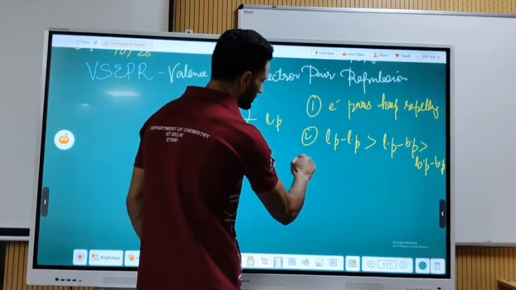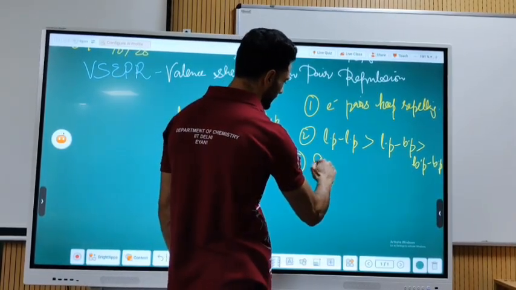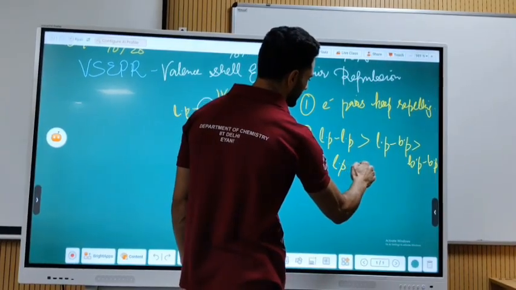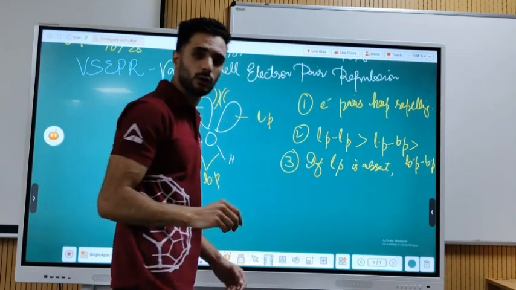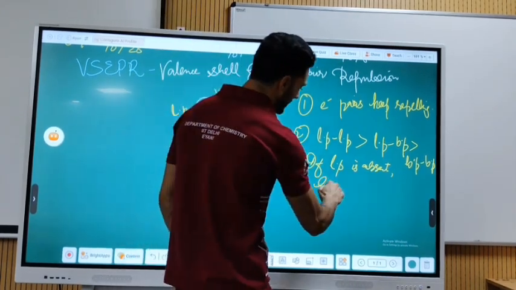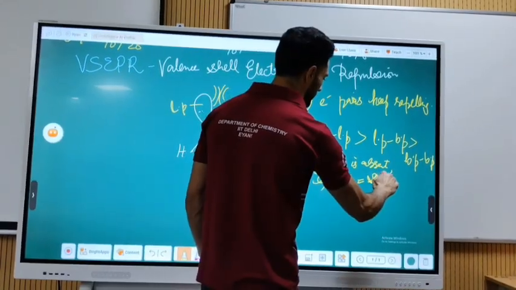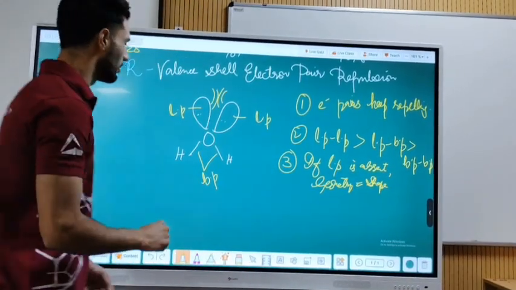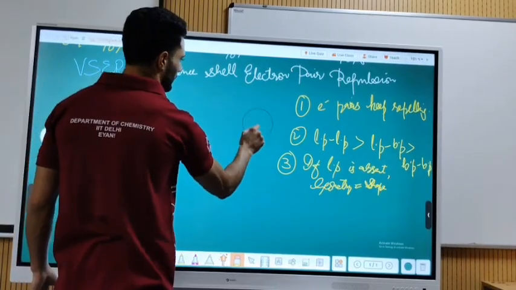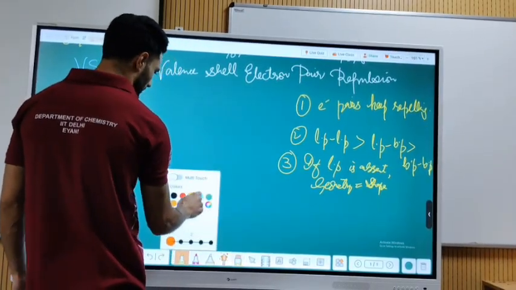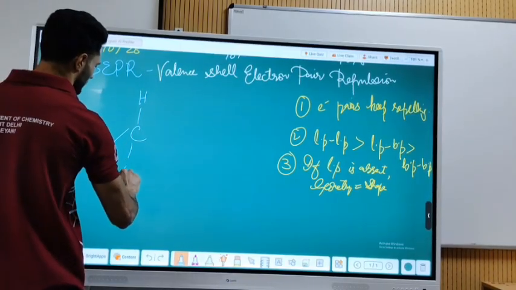Now the third postulate explains that if a lone pair is absent, then geometry is equal to shape. Let me take an example of the methane molecule. We have C, H, H, H, and H.